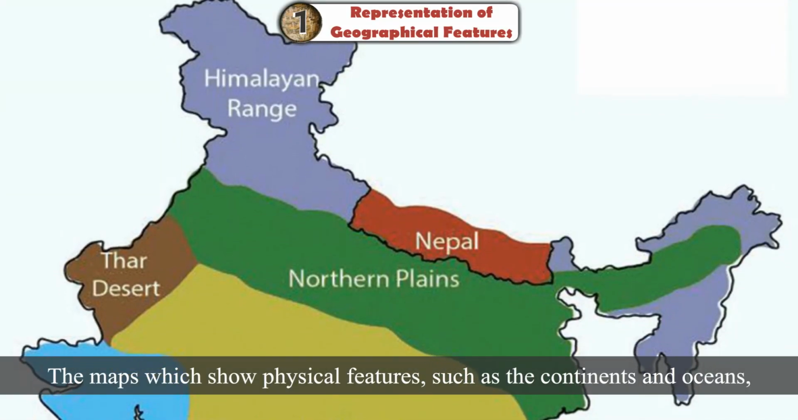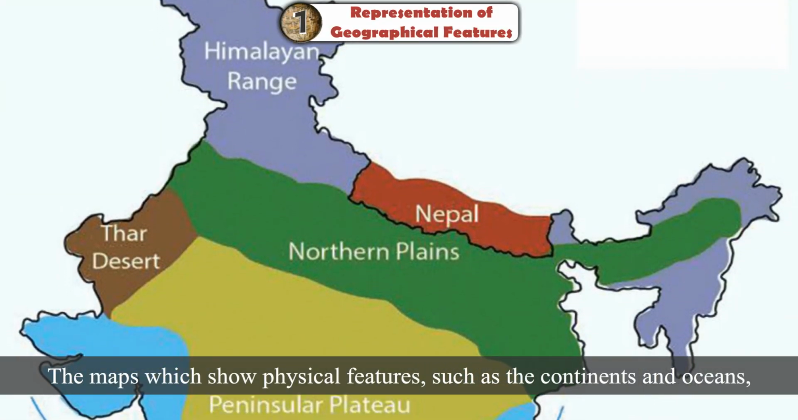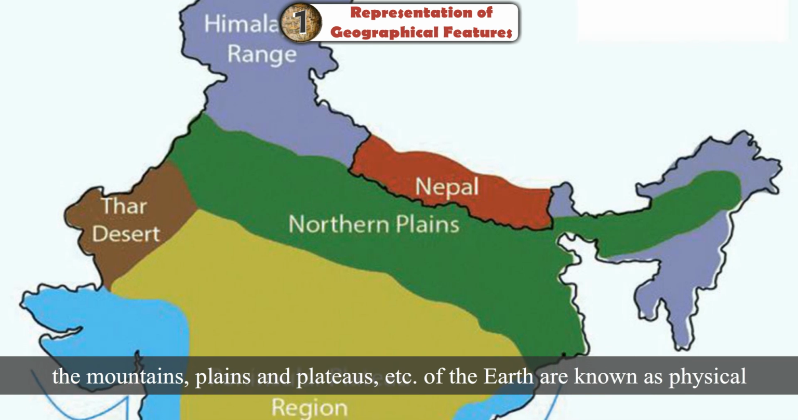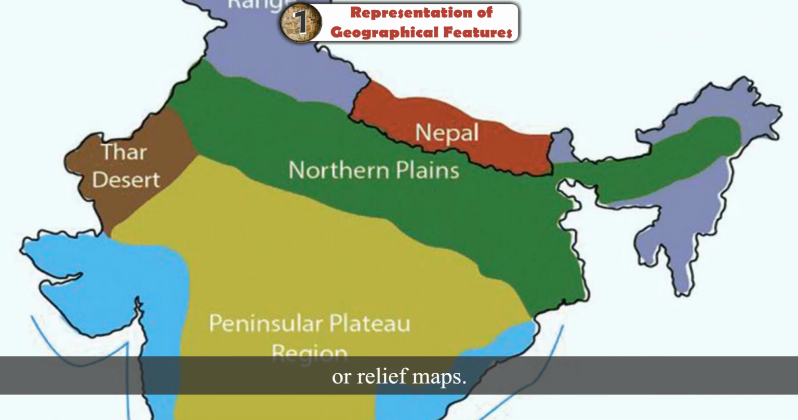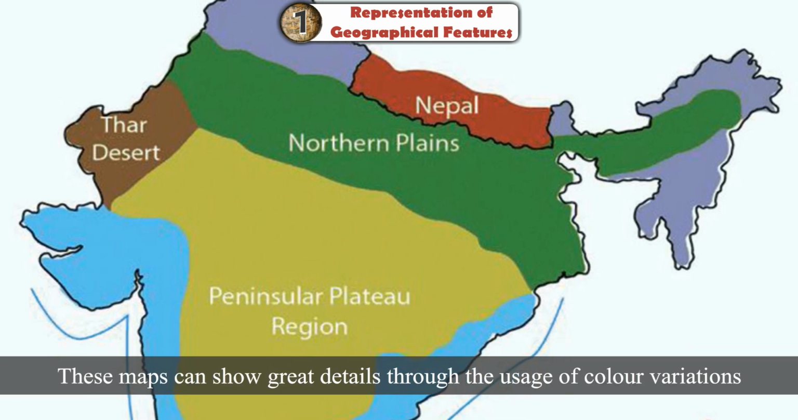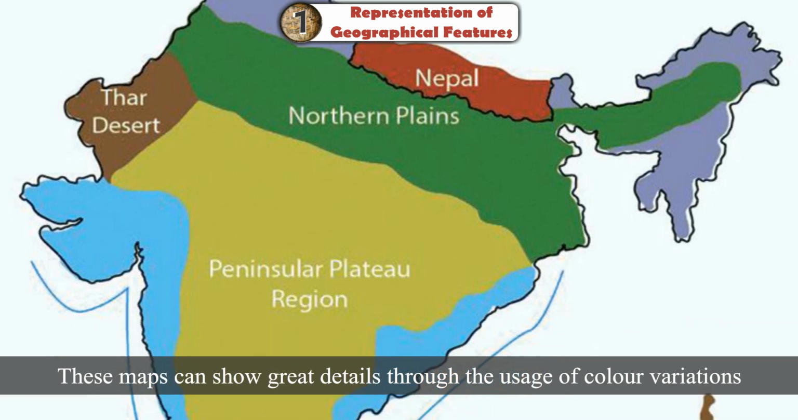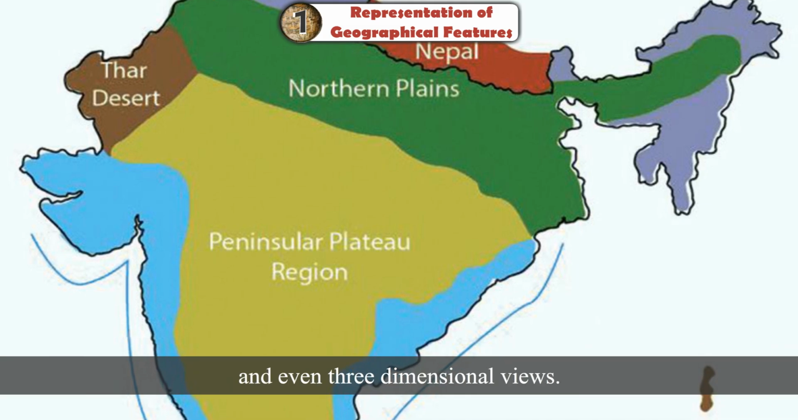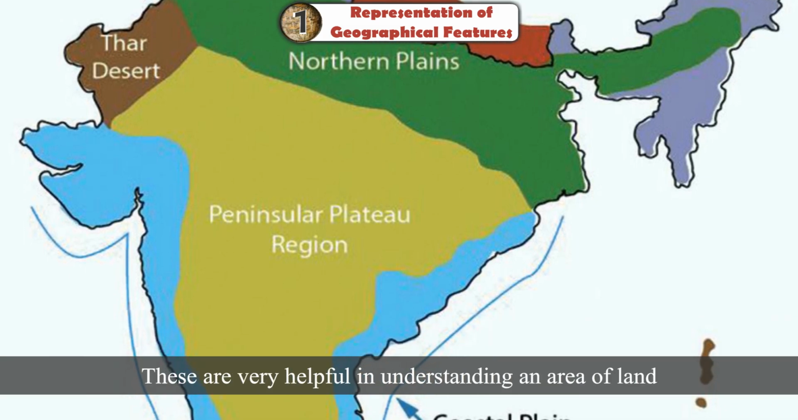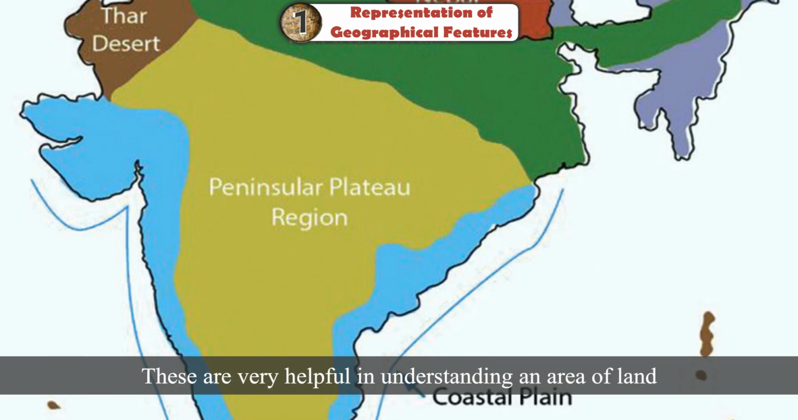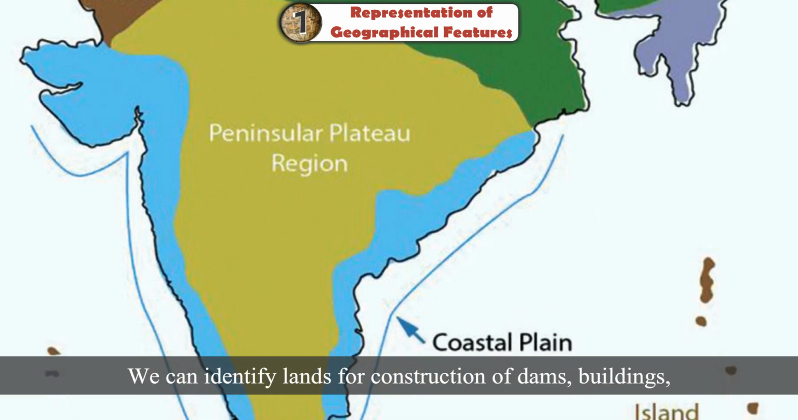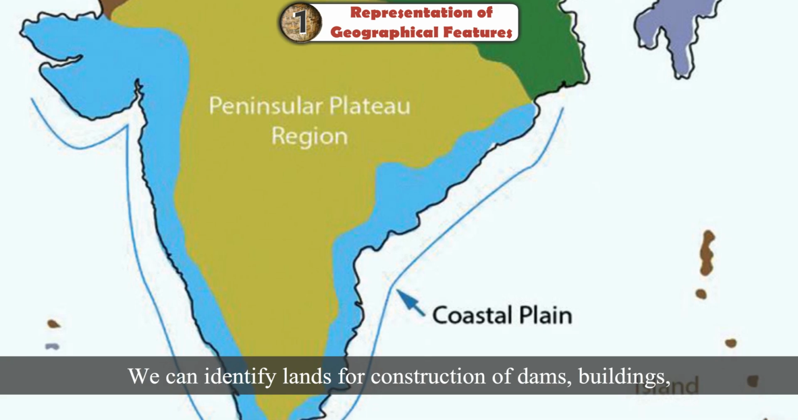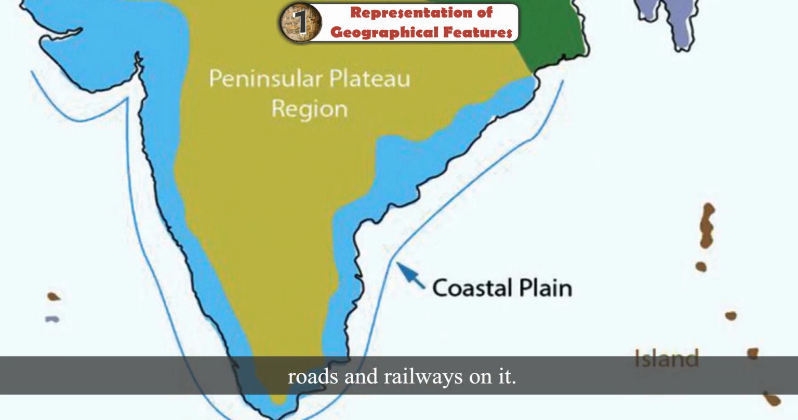Physical maps. The maps which show physical features such as the continents and oceans, the mountains, plains, and plateaus, etc. of the earth are known as physical or relief maps. These maps can show great details through the usage of color variations and even three-dimensional views. These are very helpful in understanding an area of land with its natural features. We can identify lands for construction of dams, buildings, roads, and railways.